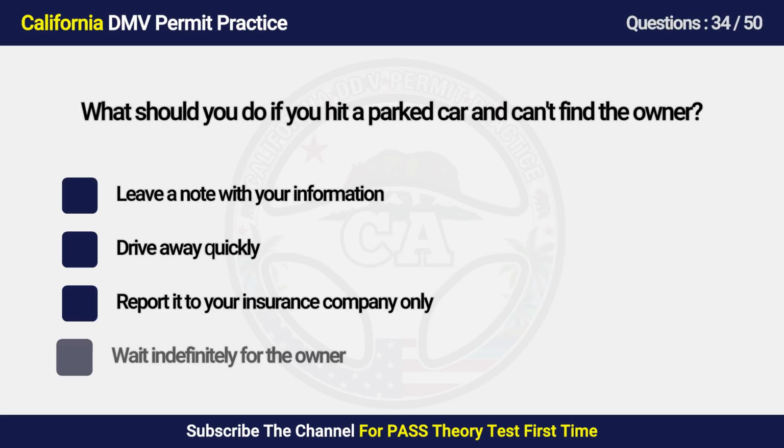Question 34. What should you do if you hit a parked car and can't find the owner? A. Leave a note with your information. B. Drive away quickly. C. Report it to your insurance company only. D. Wait indefinitely for the owner.